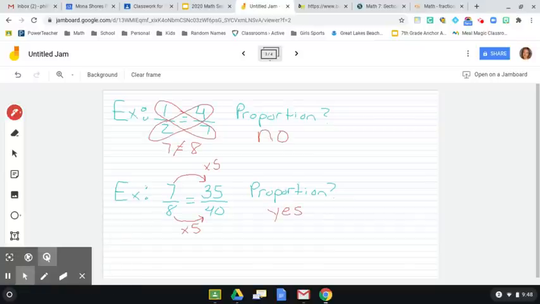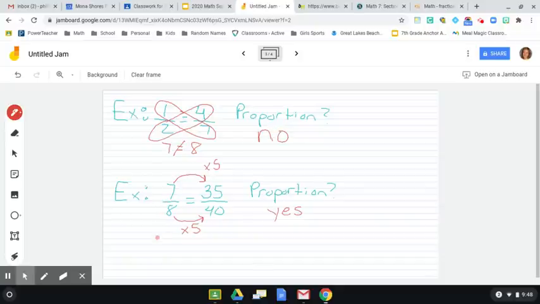So the first one, I checked cross products on that one. I was looking to see if 1/2 is equivalent to 4/7. And when I checked cross products, I did 1 times 7 and got 7, and 2 times 4 and got 8. And they're not equivalent to each other. So if they're not equivalent, then that is not considered a proportion. You do not have equivalent ratios there.